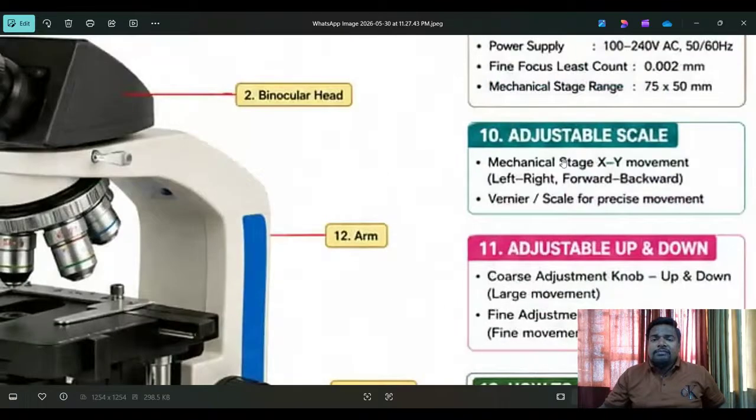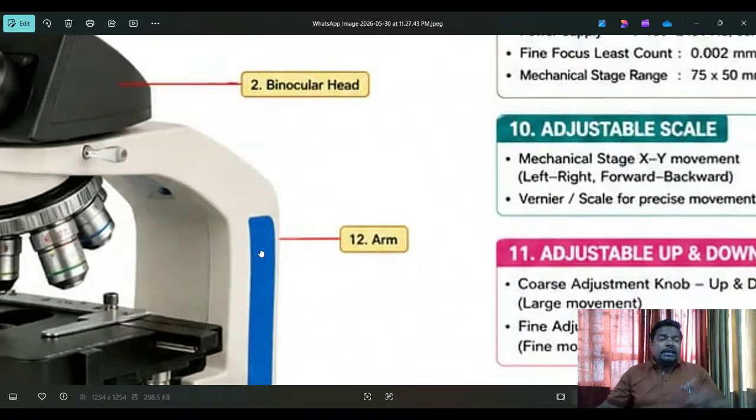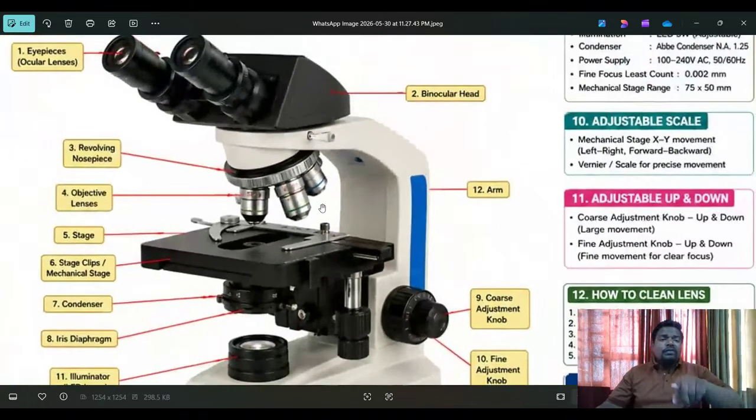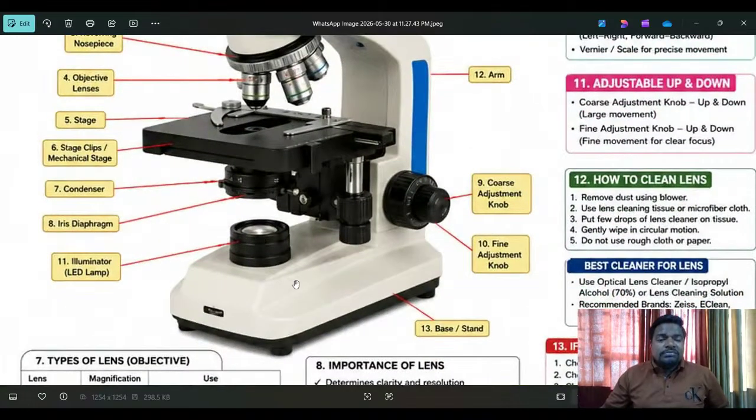See here, the 10th point: adjustable scale, mechanical. In a microscope mostly we have to do everything mechanically. In this binocular microscope, technically we do less, because the only electrical parts are the switch, bulb, intensifier, and power cord. These three are very important. You have to focus, and if you know the basic things, you can handle it.